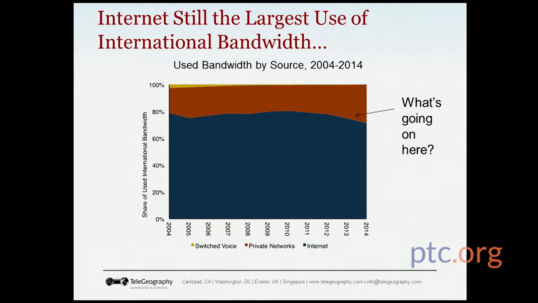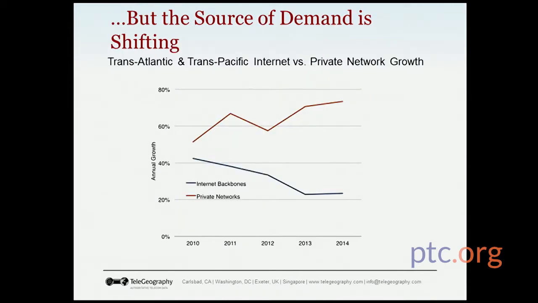So what's going on here? The red is starting to go up and account for a larger share of capacity usage. So when looking at the source of demand shifting, what this is showing here is just the growth rate in the Atlantic and the Pacific, where a lot of the content provider activity has been focused in recent years. So the lines are showing the annual growth rate of new capacity being added, and you can see the diverging trend here. The blue at the bottom is internet backbones. It was once above 40% in 2009, 2010. And now it's been just over 20% for the past couple of years. In contrast, private networks has been increasing and has been well over 50% the past several years.